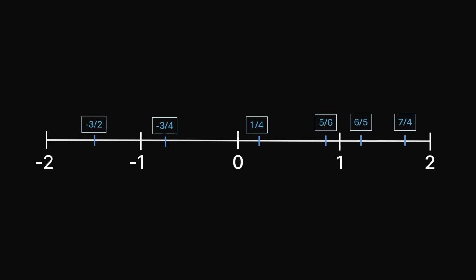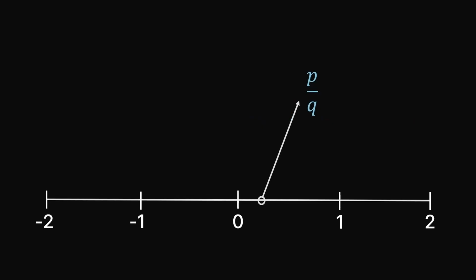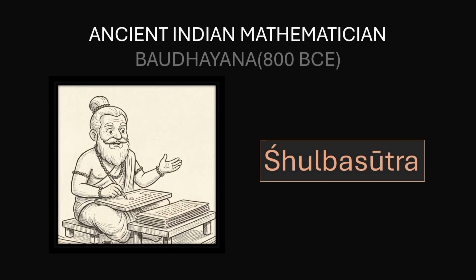We have already seen that rational numbers are spread densely across the number line. Because of this, it appears that every single point on the line must correspond to some rational number. For centuries, mathematicians believed that every measurable length in the entire universe could be represented as a perfect ratio of two integers. However, around 800 BCE, an Indian mathematician named Baudhayana was writing the Sulba Sutra.